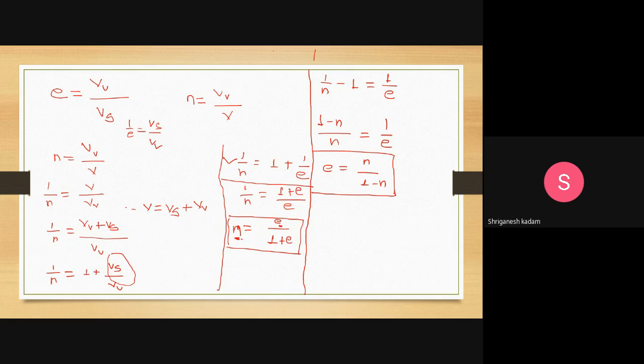In a problem, suppose the value of void ratio E is given and you have to find out porosity. Then you can use this relation, N equal to E upon 1 plus E. Sometimes it may be like that porosity is given and you have to find out void ratio. You can use this relation, E equal to N divided by 1 minus N.